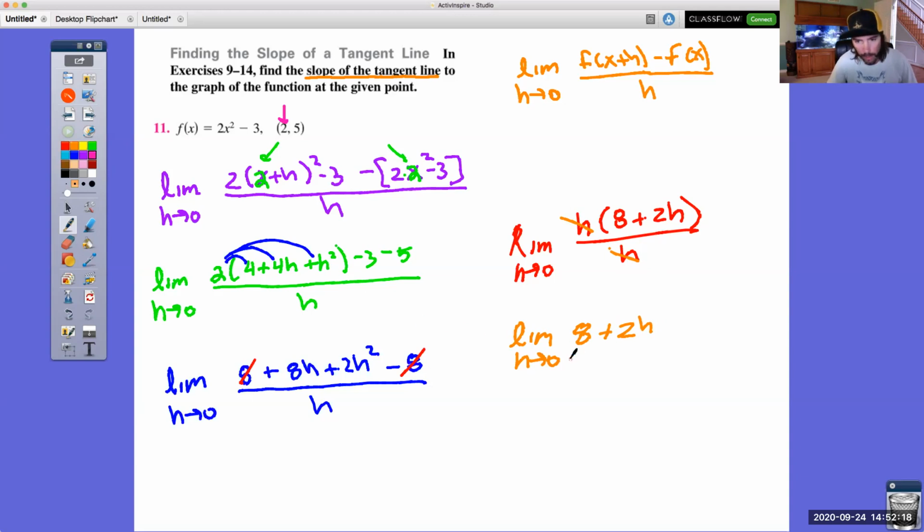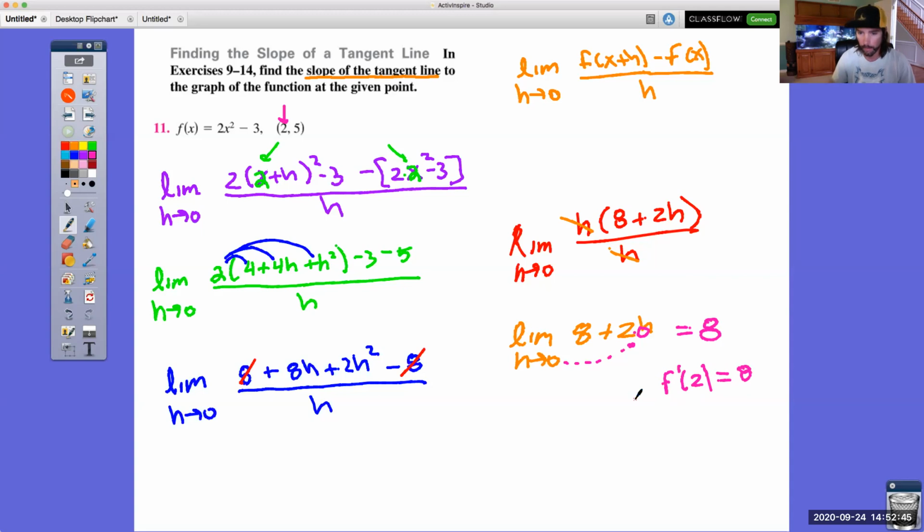You can plug in this 0 for the h. 2 times 0, 0, plus 8. Same thing I had before, 8. This is the derivative evaluated because I put in an x to begin with. So what I really found was f prime of 2, and now I know it equals 8.